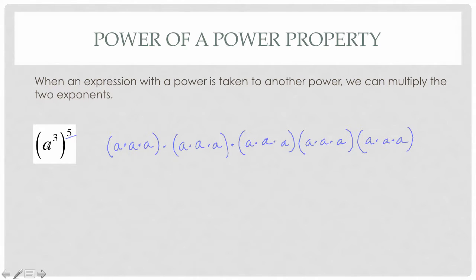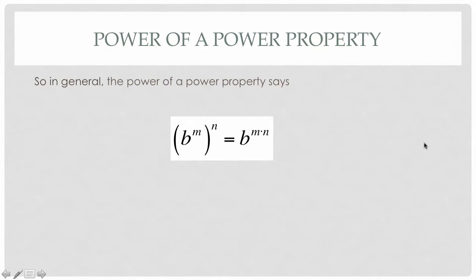And you can really see when I have a to the 3rd all to the 5th power, that's 1, 2, 3, 4, 5 groups of 3 a's. 5 groups of 3, that's multiplication. So it ends up equaling a to the 15th power. So the power of a power property says if you have 2 exponents going on, we can multiply them together. 3 times 5 would be 15 a's altogether. 1, 2, 3, 4, 5, 6, 7, 8, 9, 10, 11, 12, 13, 14, 15. There is the power of a power property in summary: any base b to one power and another power, you end up multiplying the exponents.